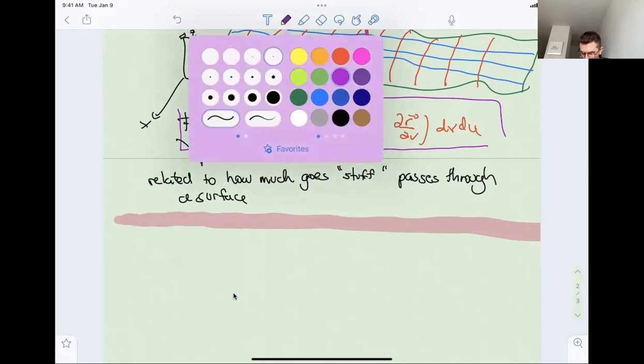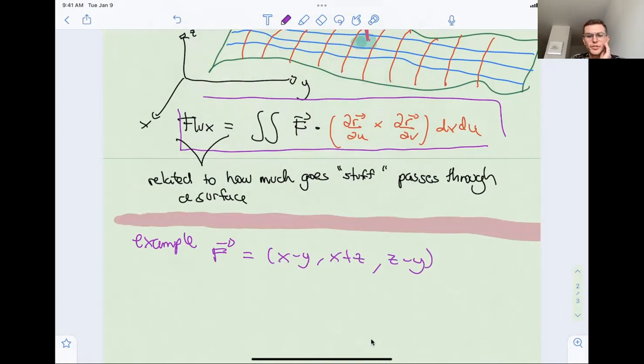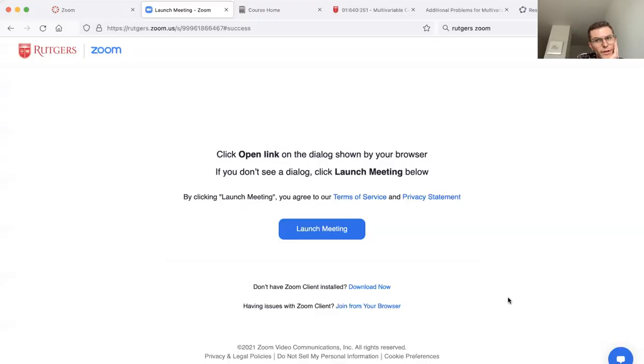Imagine that I give you this formula for F. So F is going to be (x − y, x + z, ...). Oh, by the way, maybe before going through that, let me stop sharing the screen. Go to Firefox for a second.